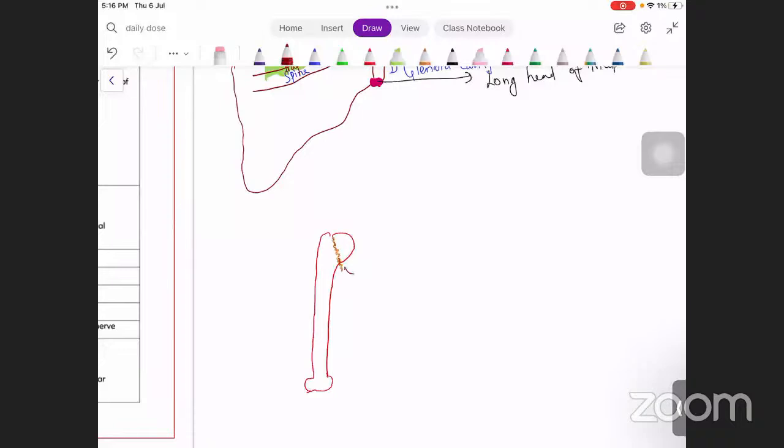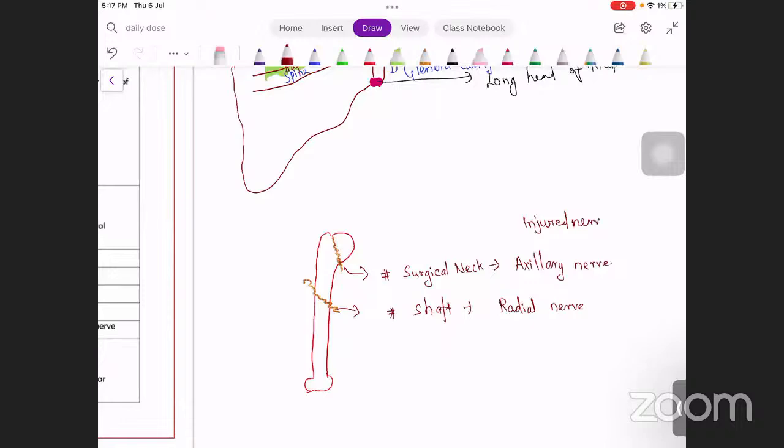Fracture at the surgical neck will cause injury to what now, people? Fracture at the surgical neck will cause injury to axillary nerve. You should remember that as axillary nerve. And after axillary nerve, you have the shaft of the humeral fracture. If the shaft has been broken, fracture on the shaft will give rise to injury to radial nerve. Radial nerve will get injured. I will write it as heading, injured nerve, which is a radial nerve.